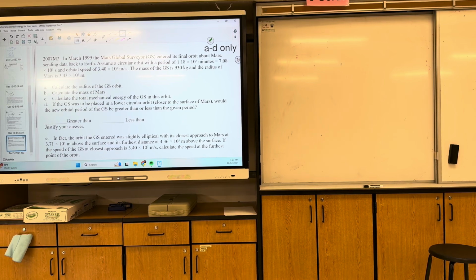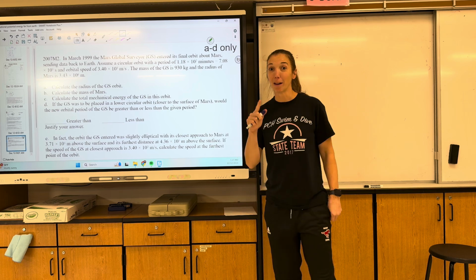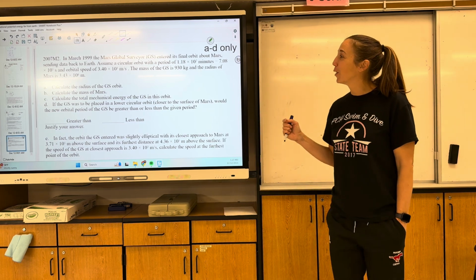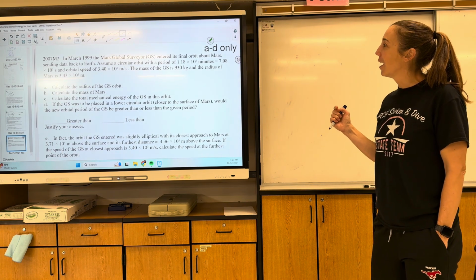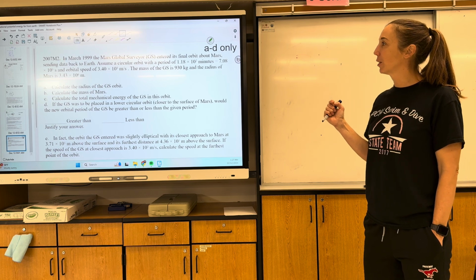So this is a really good example problem because it also includes some orbit stuff, which we're having a test over as well, so it's a good review. So in March 1999, the Mars Global Surveyor entered its first orbit about Mars, sending data back to Earth.